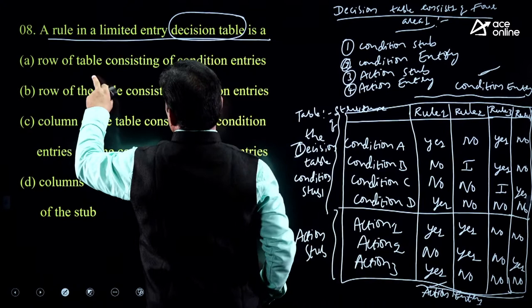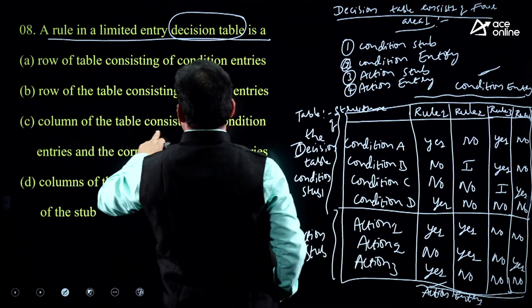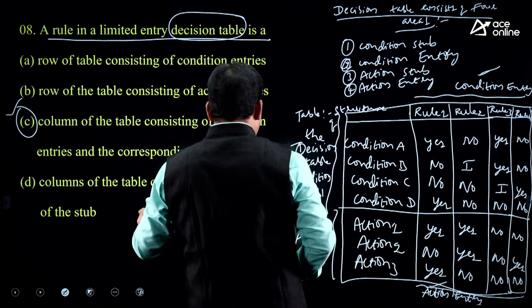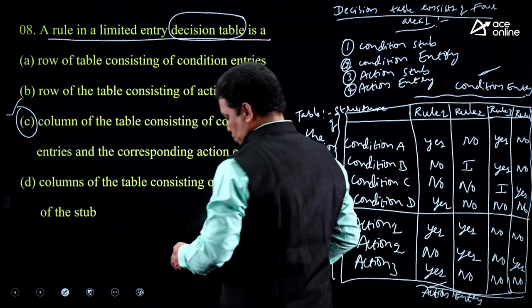So the first option, a row of the table, that's wrong. A row of the table consisting of action entries, that's wrong. A column of the table consisting of condition entries as well as corresponding action entries, this is the answer. A column of the table consisting of condition stubs: no, it is columns, not rows, that have condition stubs. That is also wrong here. So the answer is C, which was asked in ISRO 2007.